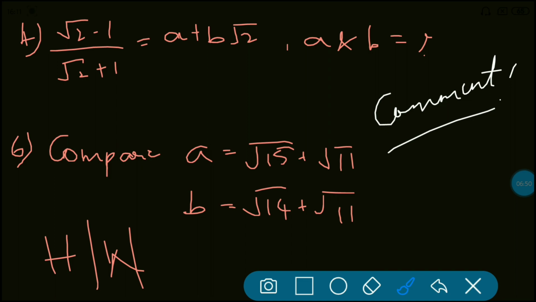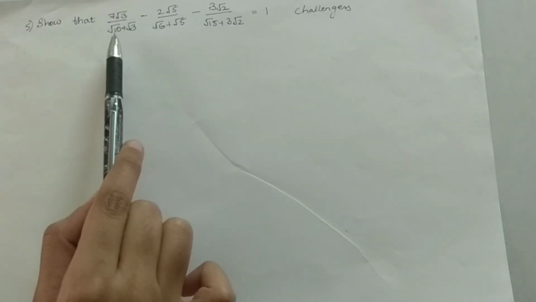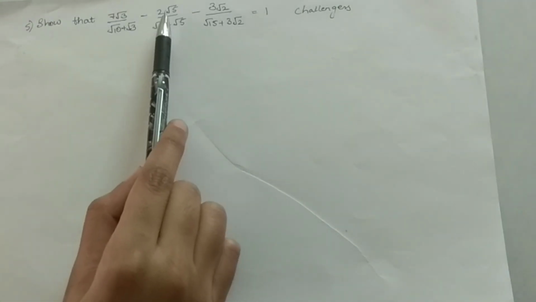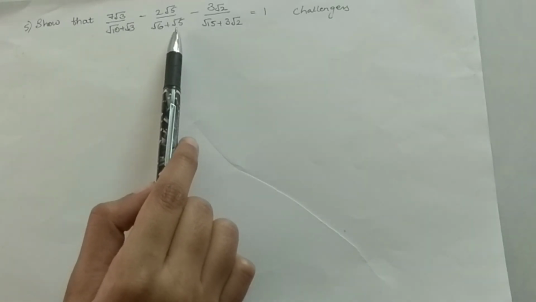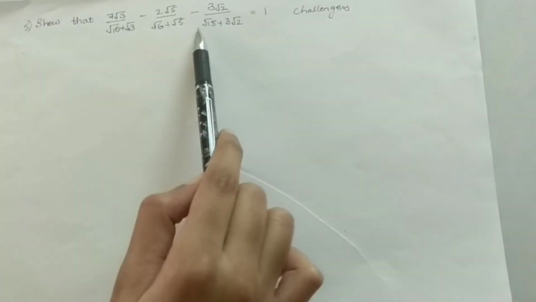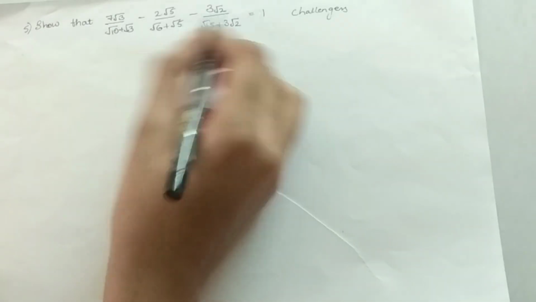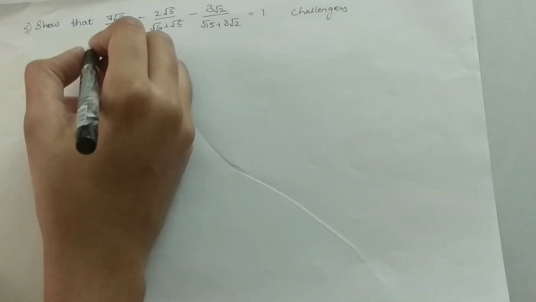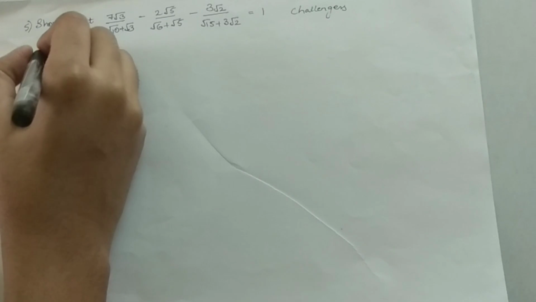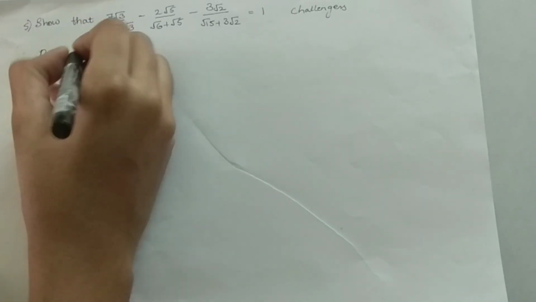Okay, and let's do the fifth one. The fifth question of challengers: show that 7 root 3 divided by root 10 plus root 3, minus 2 root 5 divided by root 6 plus root 5, minus 3 root 2 divided by root 15 plus 3 root 2, is equal to 1. So we have to show that all of this is equal to 1. For that, firstly we have to prove the LHS part.